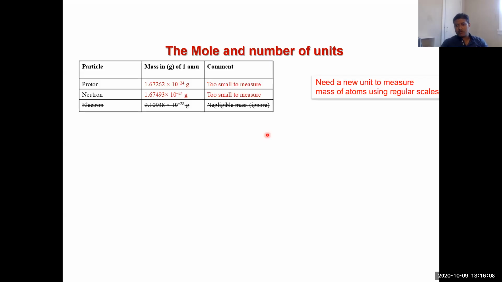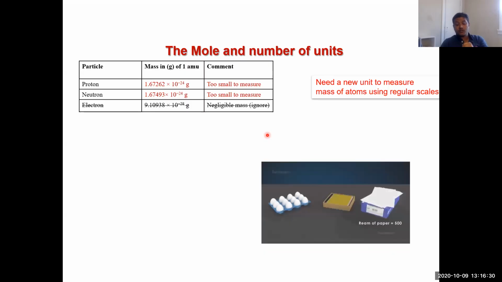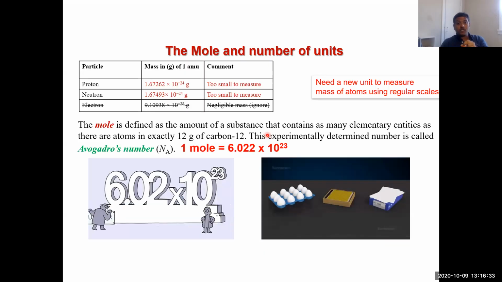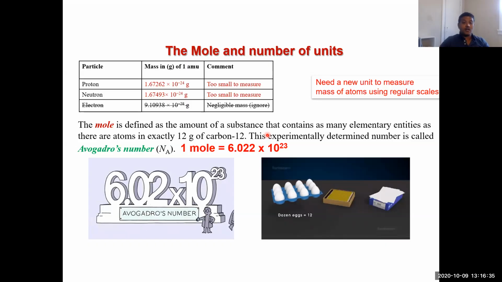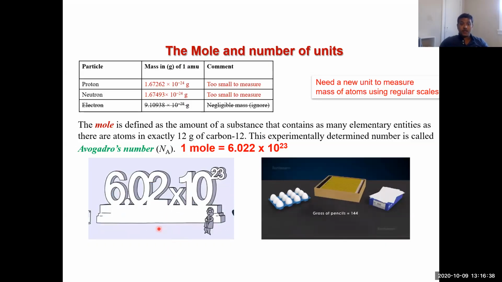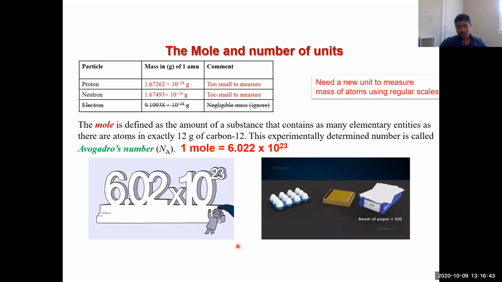So mole by definition, again, I'm going to repeat this because it takes some time for some until it clicks. If you have a 12 gram sample of carbon-12, and it is identified how many carbon-12 atoms are in it, it is found that there are 6.022 times 10 to the power of 23 atoms. Because it was identified by Avogadro, we call that number Avogadro's number, okay?